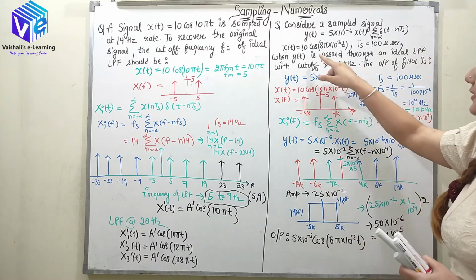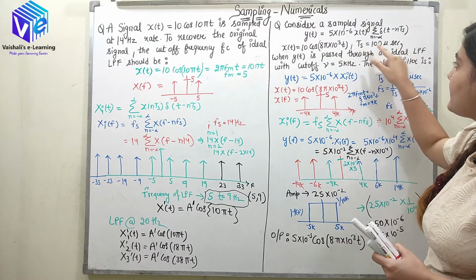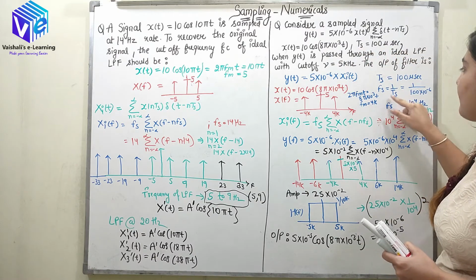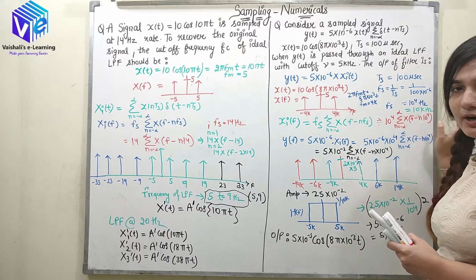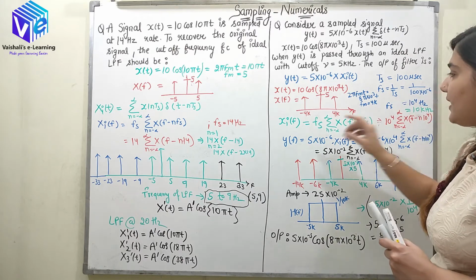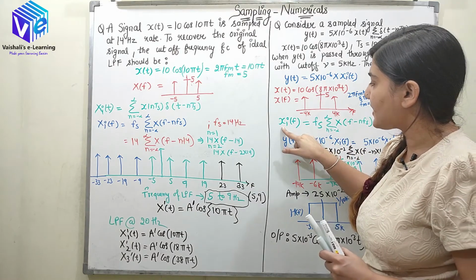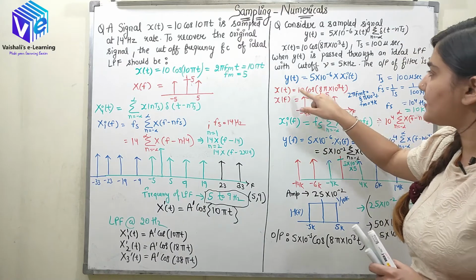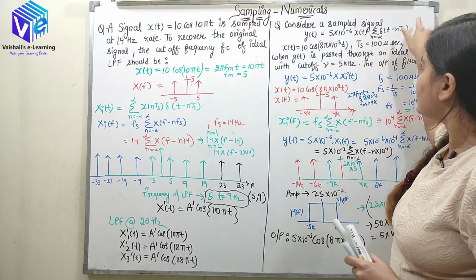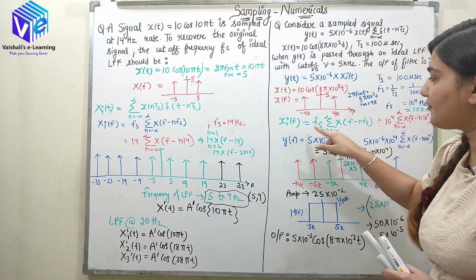Now it is given that the sampling time is 100 microseconds. So sampling frequency would be 1 upon Ts, which is 10 kilohertz. That I found out. After that I represented this xi into the frequency domain. So the sampled signal, this is the sampled signal, is represented in the frequency domain.